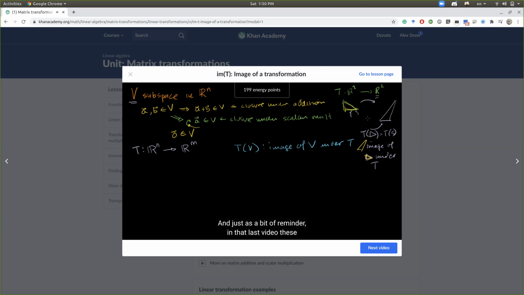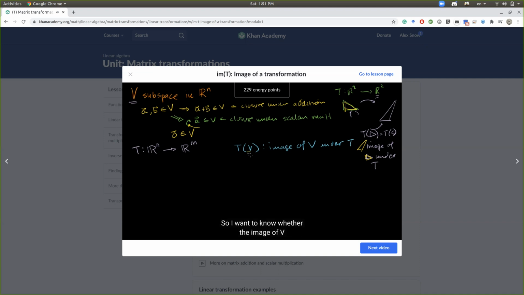And just as a bit of a reminder, in that last video, these triangles weren't subspaces. You could take scalar multiples of some of the vectors that are members of this triangle, and you'll find that they're not going to be in that triangle. So this wasn't a subspace. This was just a subset of R2. All subsets are not subspaces, but all subspaces are definitely subsets, although something can be a subset of itself. I don't want to wander off too much, but this just helps you visualize what we mean by an image. It means all of the vectors that are mapped to from the members of your subset.